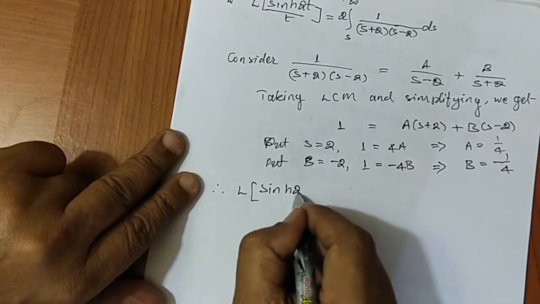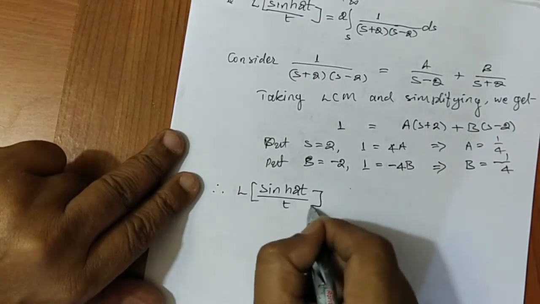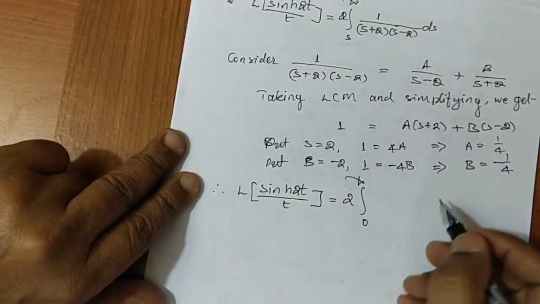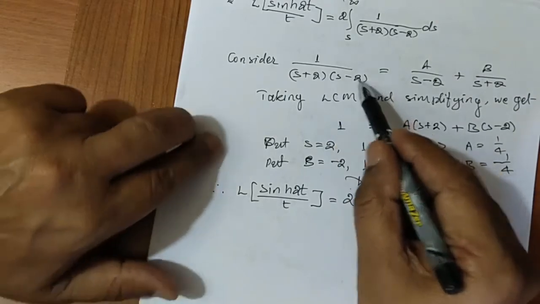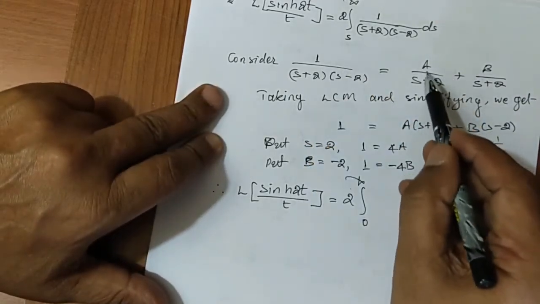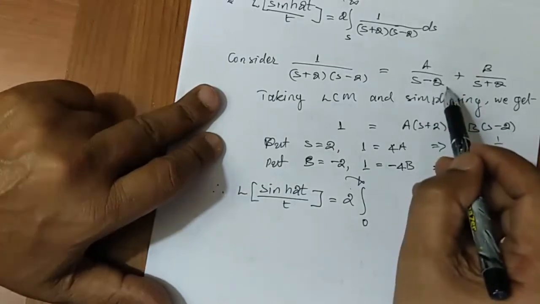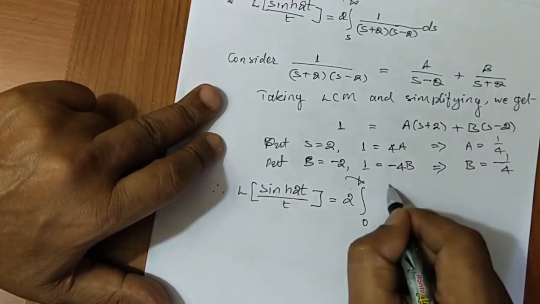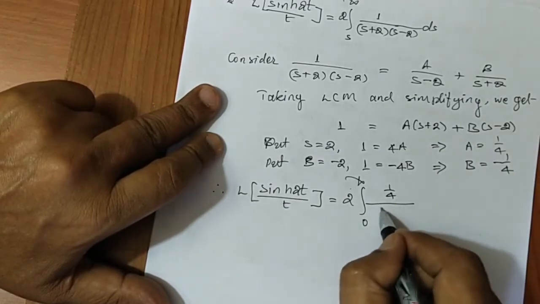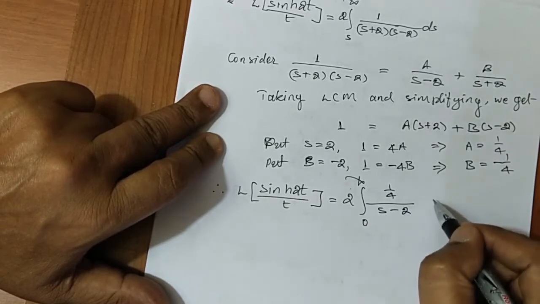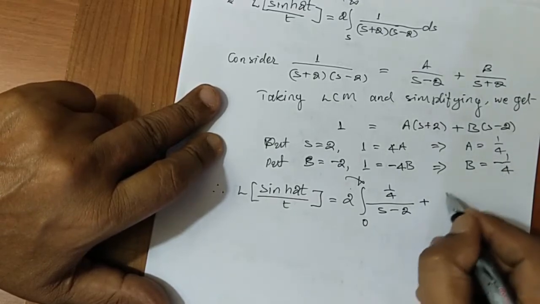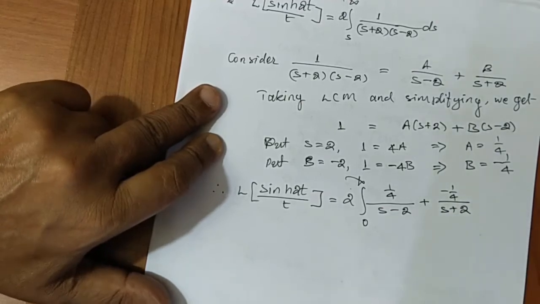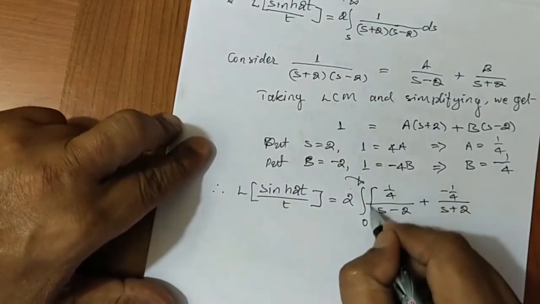Therefore, L of sine hyperbolic 2t by t will be equal to twice integration from s to infinity. Instead of 1 over s plus 2 into s minus 2, I have resolved this into partial fractions. I write this as a over s minus 2 plus b over s plus 2. So a is 1 by 4, so it is 1 by 4 divided by s minus 2, plus b is minus 1 by 4 over s plus 2, ds.